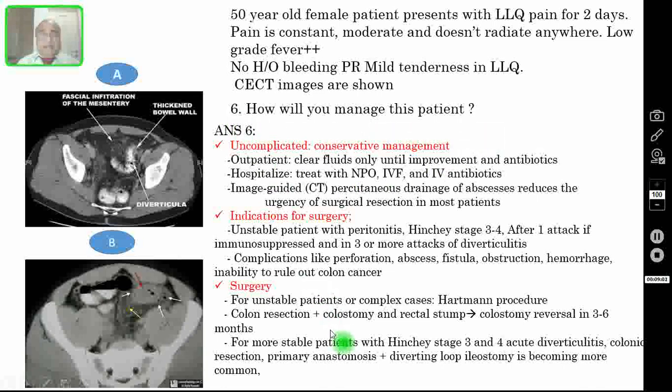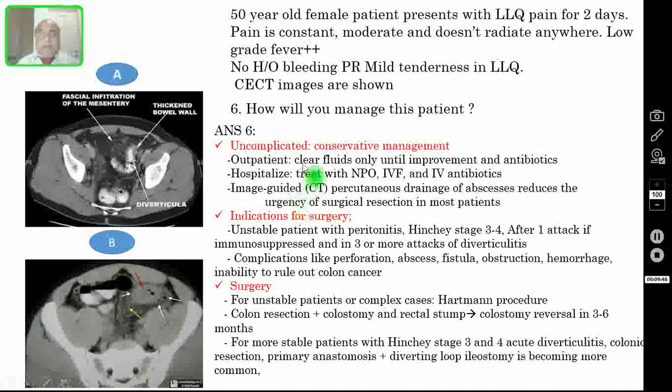The correct answer is, if it is an uncomplicated acute diverticulitis, you have to do only conservative management. If the patient does not have any SIRS or evidence of severe inflammation, you can treat this patient as an outpatient, where you give clear fluids only until improvement, and you can give antibiotics also. If your patient has evidence of SIRS, then you have to admit the patient, hospitalize the patient, keep the patient NPO, give IV fluids, and give IV antibiotics.